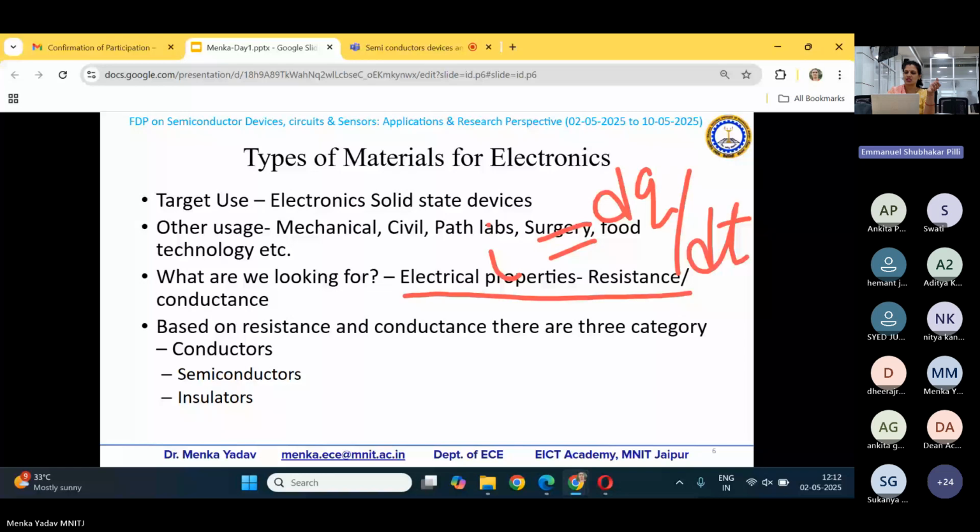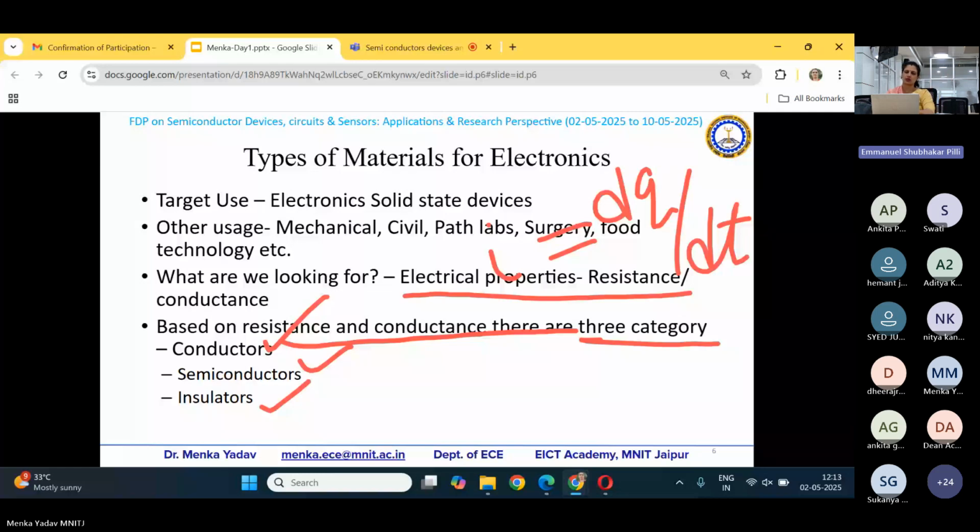So based on the resistance and conductance, there are three categories of the materials. Electronic materials are categorized in three parts. First one is the conductor. Second one is the semiconductor. And third one is the insulator. So three types of materials are there: conductors, semiconductors, and insulators. What are the conductors? Which have very good conducting capability. Semiconductors have moderate conductivity, and insulators do not have any conductivity, or negligibly small conductivity.